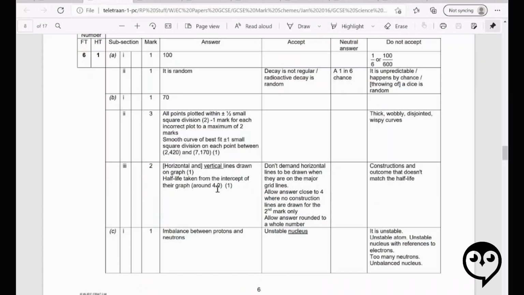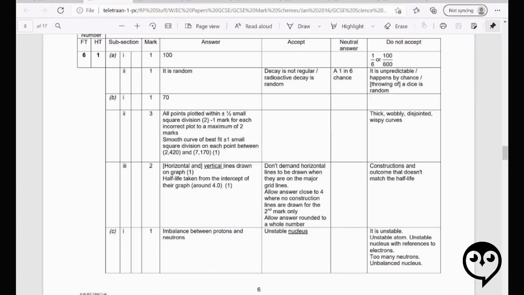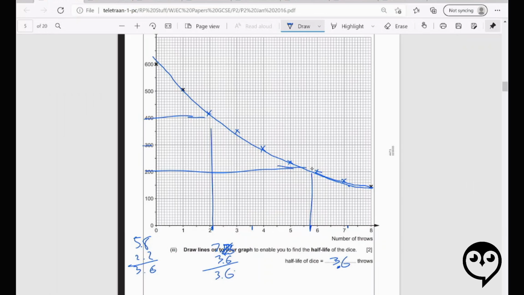Now, what do they get? They get half-life taken from the intercept of their graph, around 4. We got 3.6 on 2 different calculations. They say 4. Don't demand horizontal lines to be drawn when there are major... Allow answer close to 4 where no construction lines. I think we would have gotten it. Allow answer rounded to whole number. Well, if you've done your construction lines, and I'm being sloppy, but you grab a ruler, pencil, draw some nice lines, show the calculations. We're close to 4. I'm assuming we got the answer. Okay.